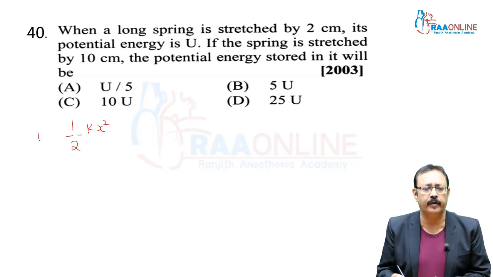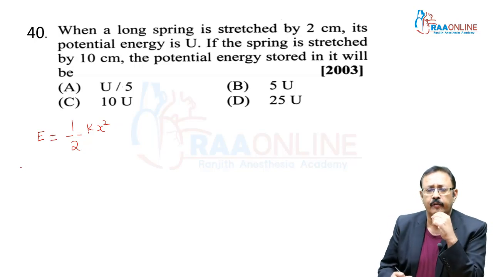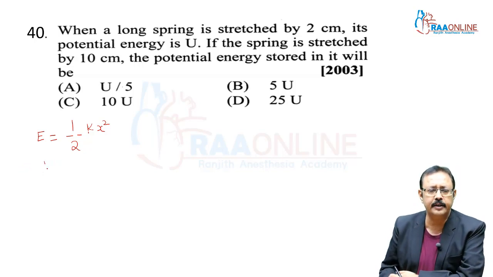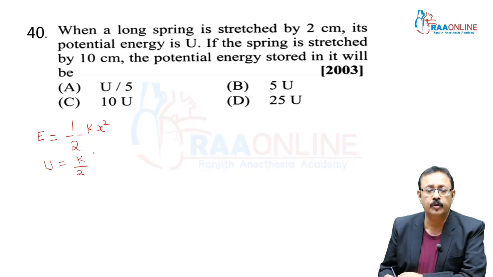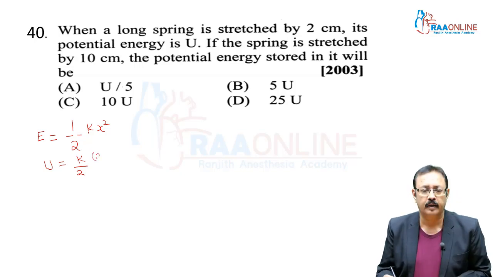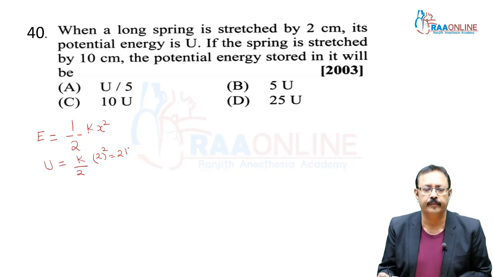It is the formula for energy stored in a spring. They are saying when we stretch the spring by 2 centimeter, energy stored is U. Suppose CGS value of spring constant is K and I am taking energy in CGS unit only. So half K, 2 square means 4. So 4 by 2, U is 2K.